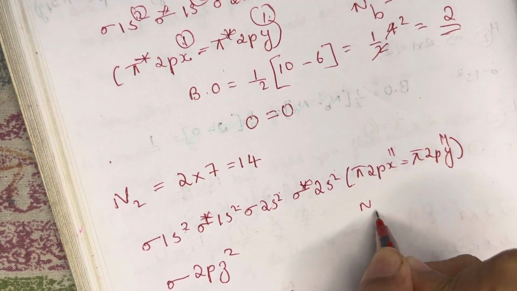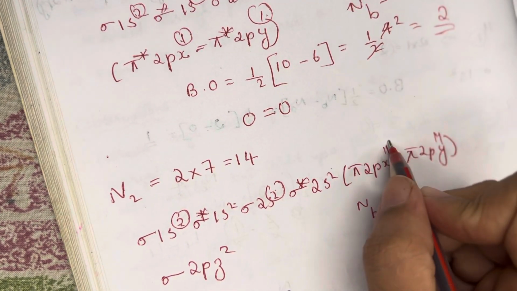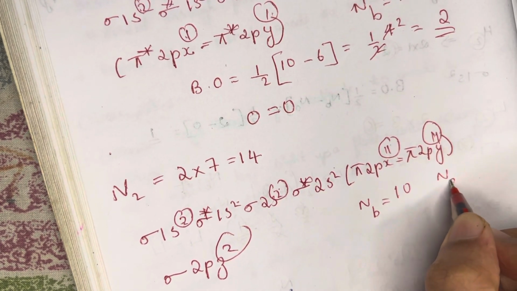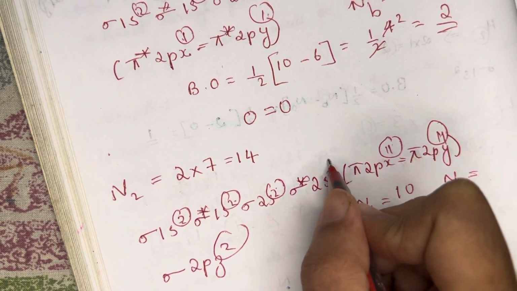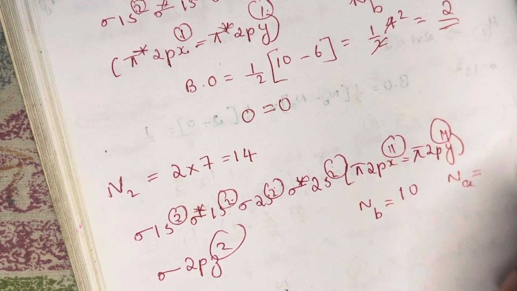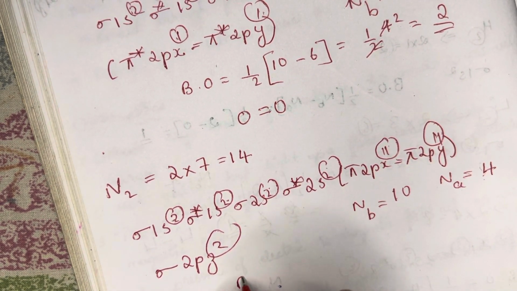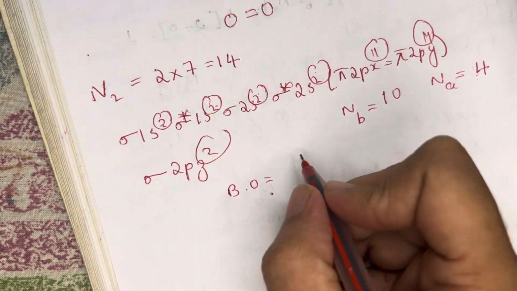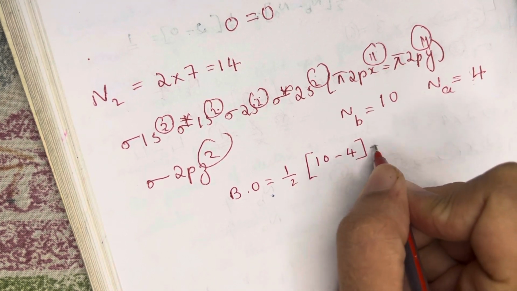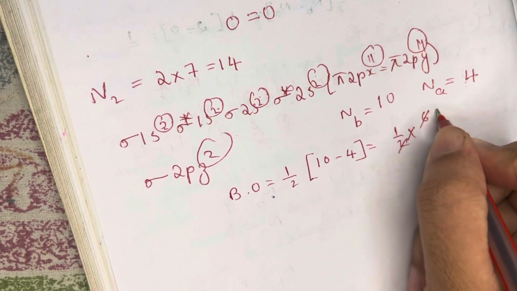So Nb is equal to how much? How many bonding molecular orbital electrons are there? 2, 4, 6, 8, 10. Anti-bonding Na is equal to how much? 2, 4. So bond order is equal to half into 10 minus 4, which is equal to half into 10 minus 4 means how much? 6. So 2 3s are 6.